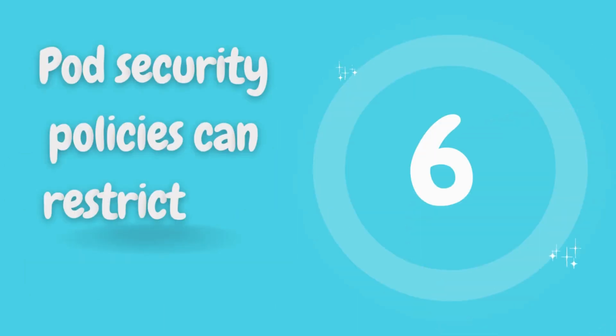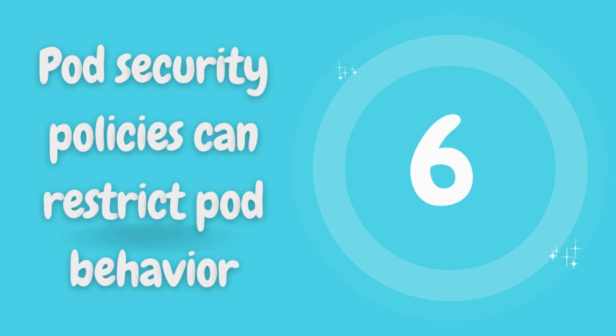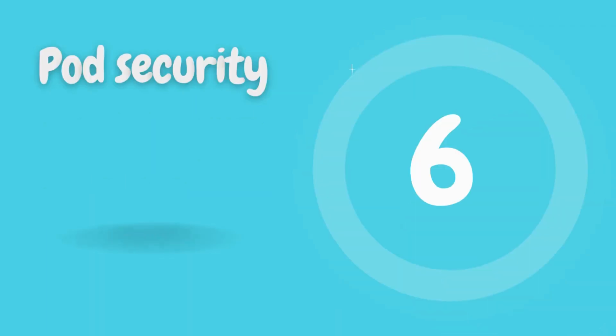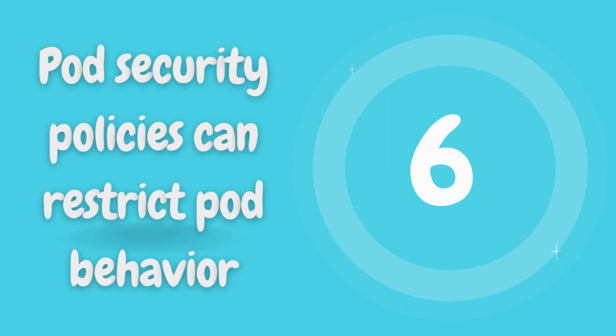So point number 6 is all about the pod security policy. Basically, the pod security policy can restrict the pod's behavior. Kubernetes provides the pod security policy, which can restrict the behavior of the pod based on the security policy defined by the administrator, or basically the DevOps engineer. These policies can restrict the use of privileged containers, host networking, and other features that can potentially pose a security risk. So the pod security policy can restrict the pod's behavior.